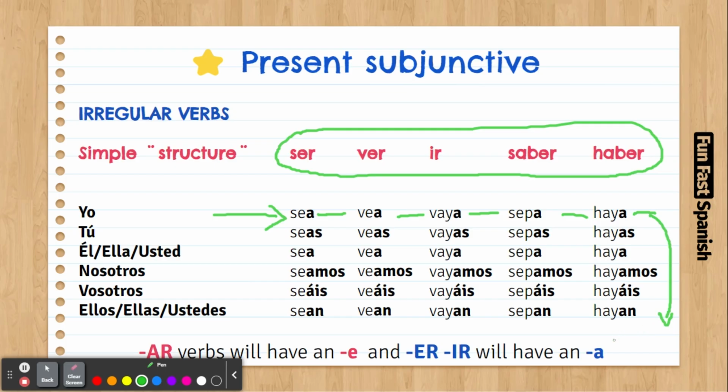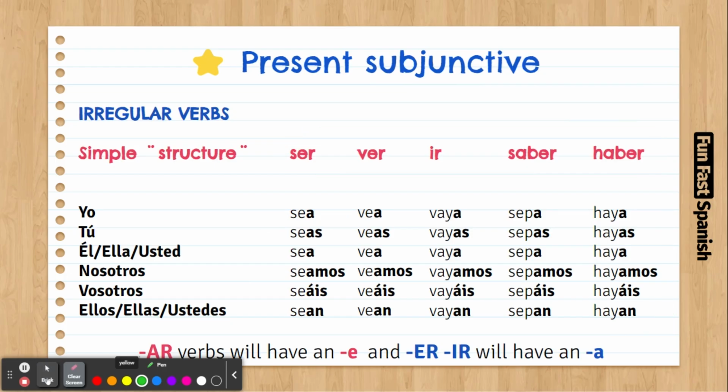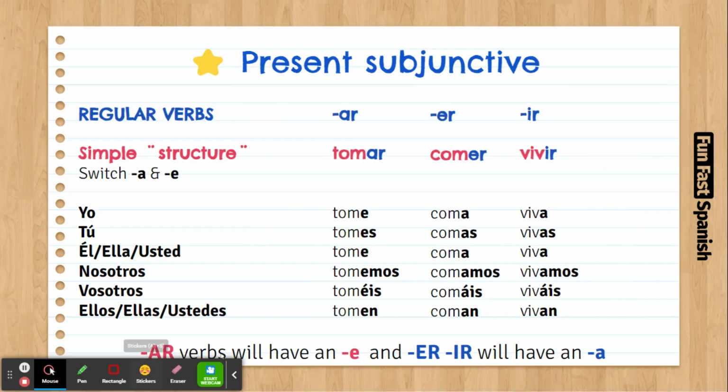That's how you conjugate the present subjunctive. The irregulars and the regulars, you just have to do the switch, which is E for AR verbs, and A for ER and IR verbs. If you know how to do that, then you're already on the other side. The rest is to learn when to use it. Yeah, and this is the interesting part.